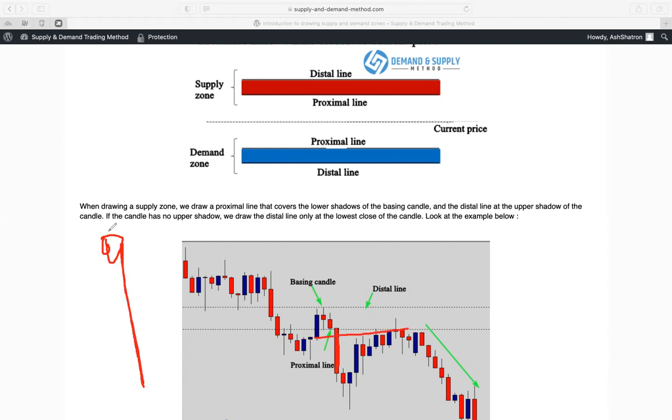and then the last line is going to be on top of the last wick. So this is your last wick. And also the second thing is, usually this is how it looks. Let me use TradingView and then we'll get back to this.